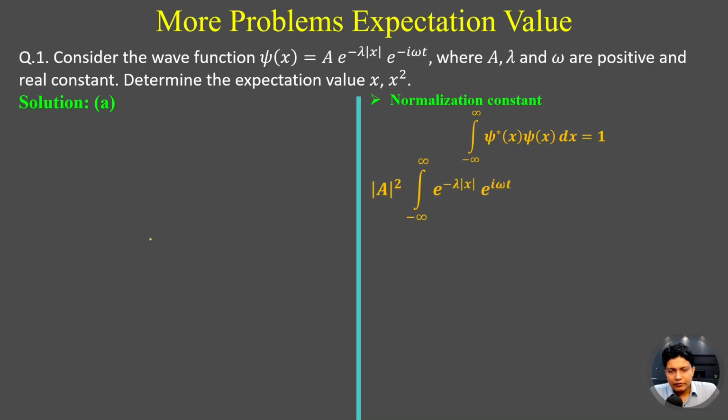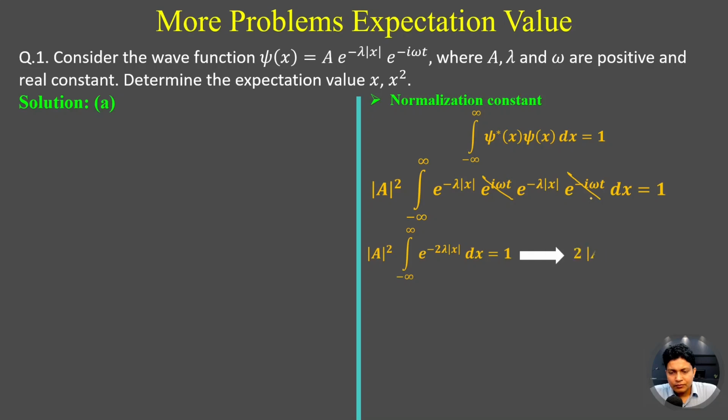Now let's put in the wave function. This gives mod of A square, integration from minus infinity to plus infinity, e to the power minus lambda mod x e to the power i omega t, and psi(x) will be e to the power minus lambda mod x e to the power minus i omega t, dx equal to 1. Here e to the power i omega t and e to the power minus i omega t cancel out, and this integral will be mod of A square, integral from minus infinity to plus infinity e to the power minus 2 lambda mod x dx equal to 1.